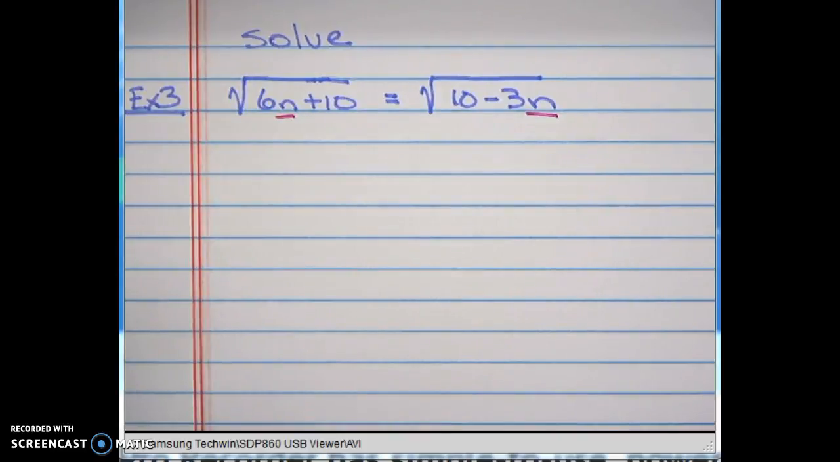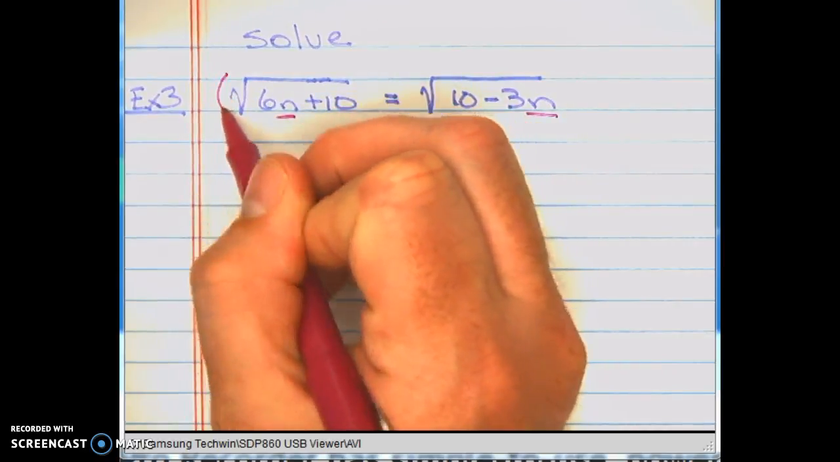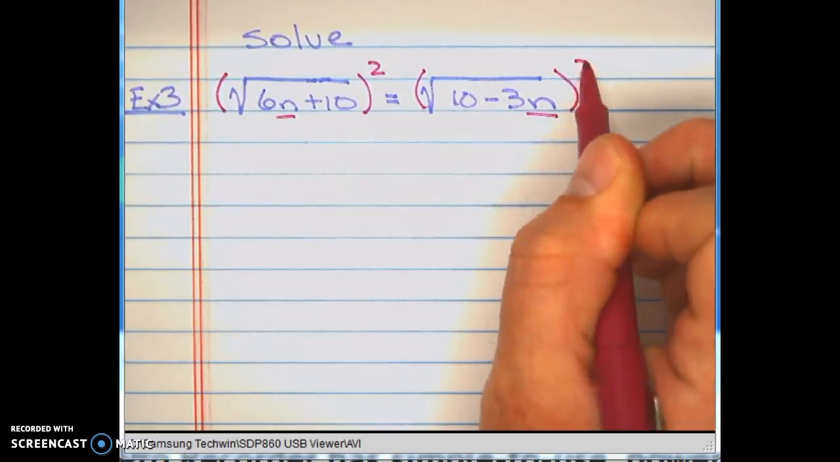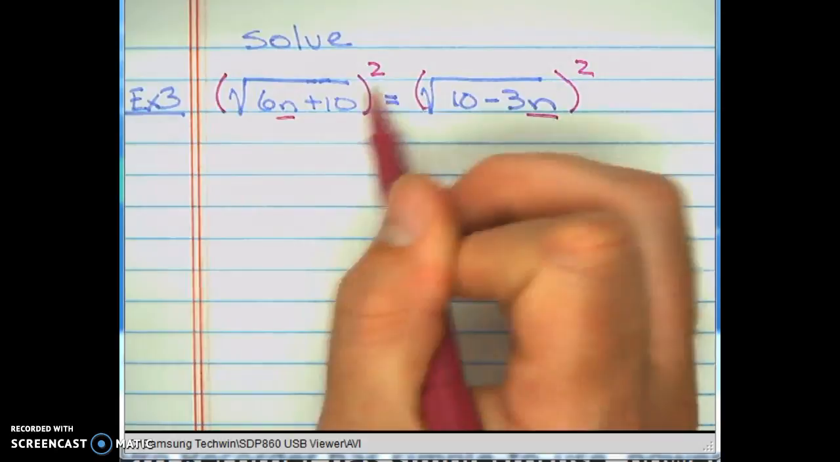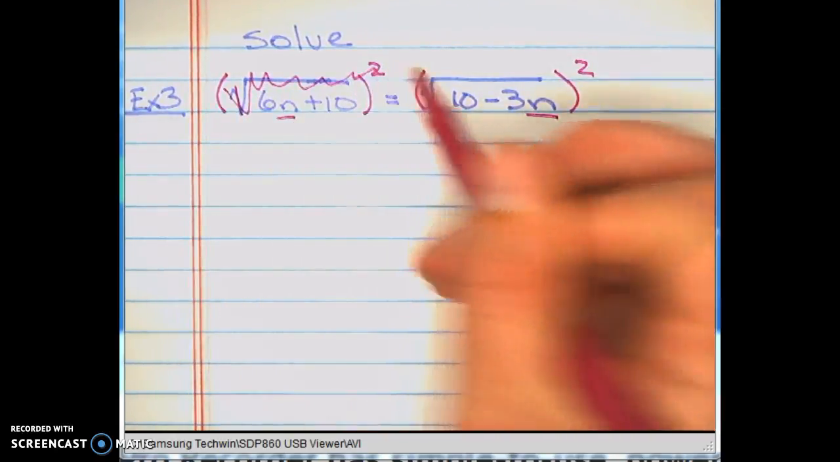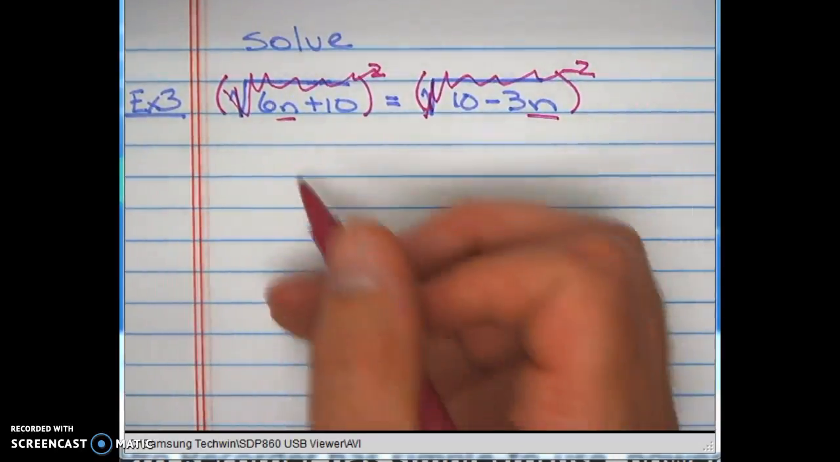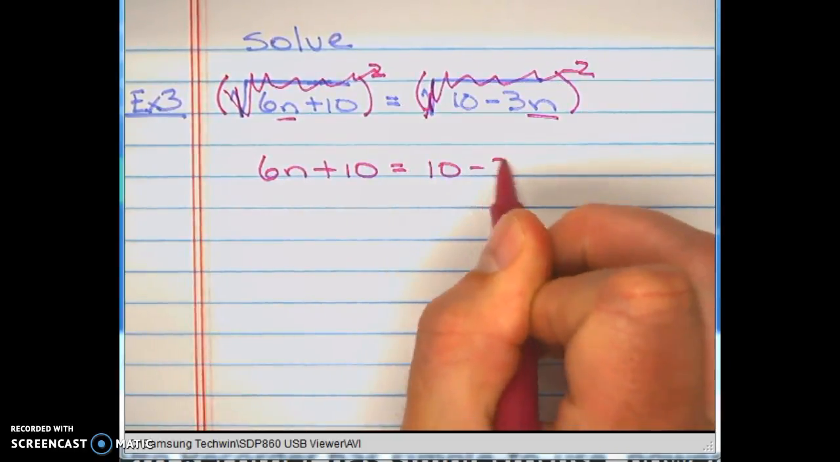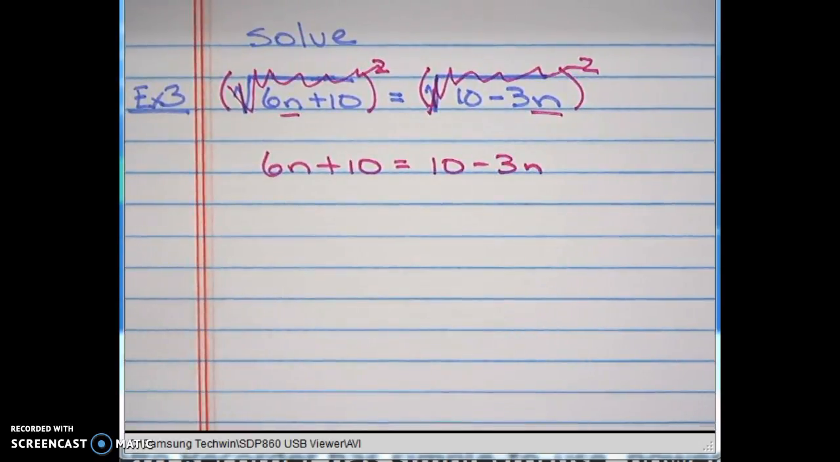The easiest way to take care of this problem is to get rid of that square root sign. We talked last video that to get rid of a square root, the inverse operation is to square it. And whatever I do to one side, I have to do to the other side. So notice I'm squaring the entire side on both of these. Now the square cancels out the square root on each side, and we're just left with what was under the radical in the first place, which is 6n plus 10 is equal to 10 minus 3n. And now this is just back to a basic Algebra 1 solving equation with variables on both sides.